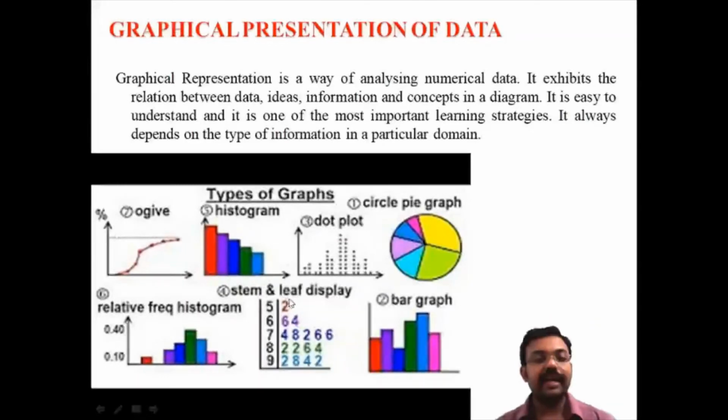This is relative to the stem and leaf arrangement. There's a bar graph, and there is a lot of graphical representation for data. These are examples of the types of graphs. This term is always known as graphical representation, which means you are presenting the entire information through a diagram. So the graph is known as graphical representation.